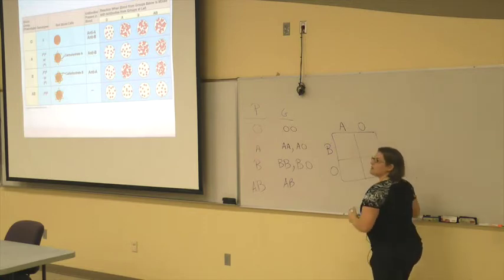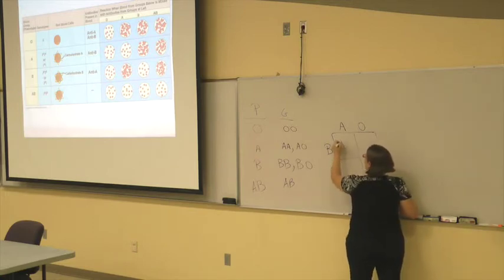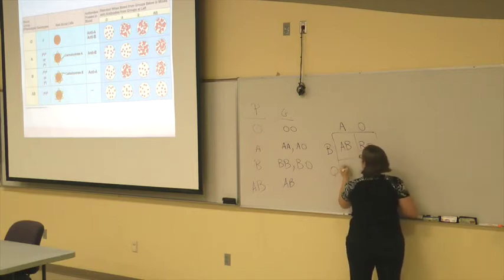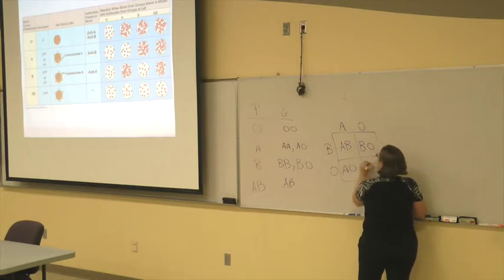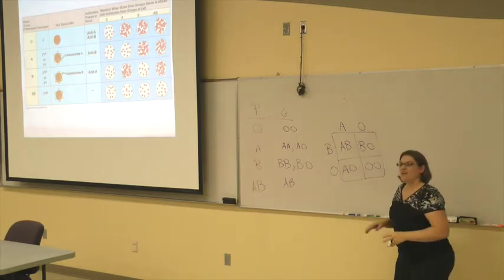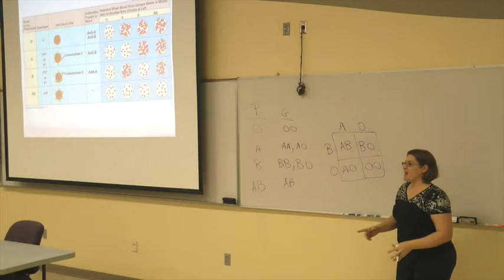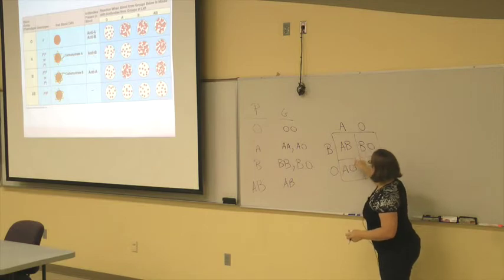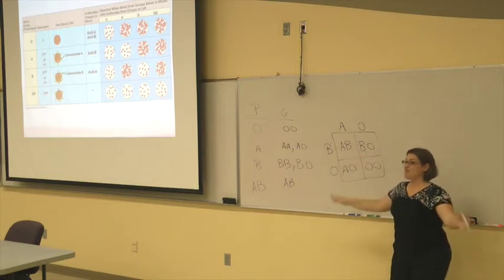So let's see what we got here. What are we going to get? AB, BO, AO, and O. Take a look at that. That's awesome. A cross between a parent who is heterozygous for A and heterozygous for B will give you a 25% chance of having babies with any of the blood types.